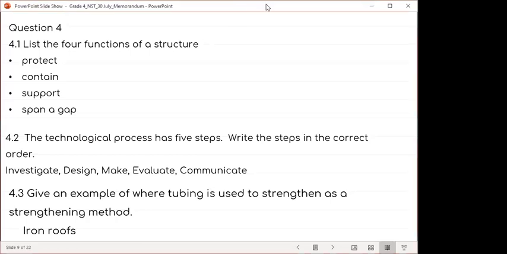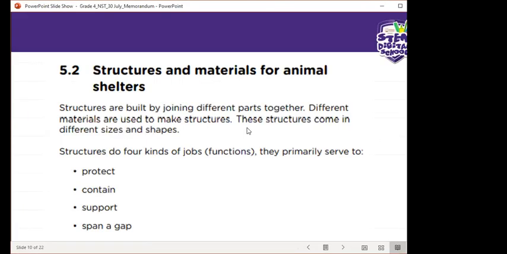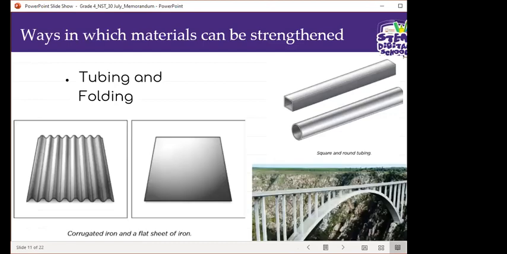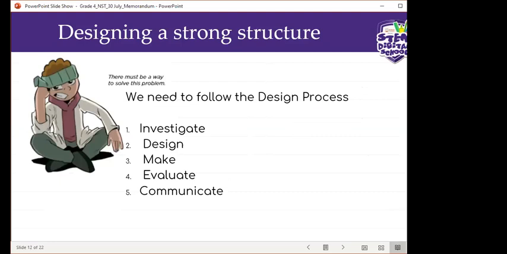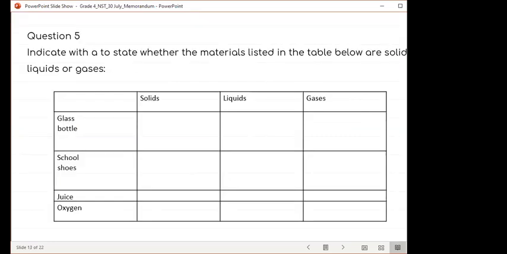Okay, let's continue. Then we also just went through this part. Remember, I told you guys that this is from the Siyavula textbook, and I also gave you this slide that we went through when we were doing revision, as well as this one. Now we get to question 5 of the informal assessment or test that we wrote. Question 5 reads, indicate with an X to state whether the materials listed in the table below are a solid, liquid, or gas.